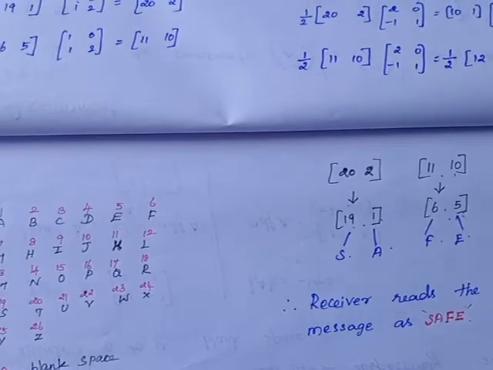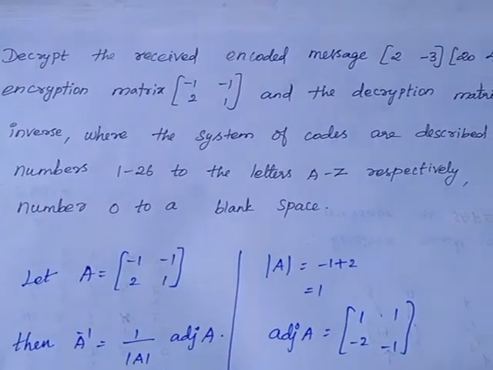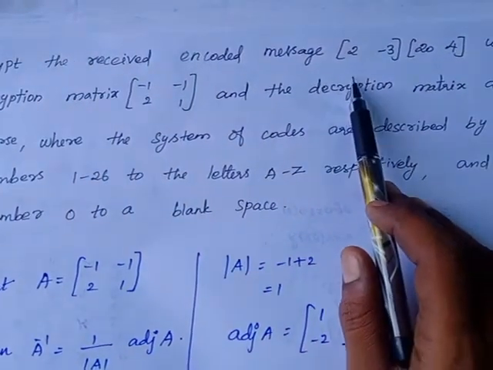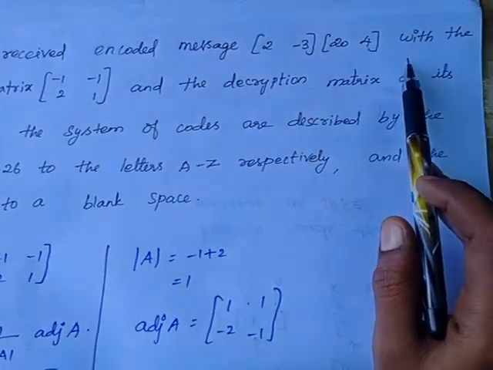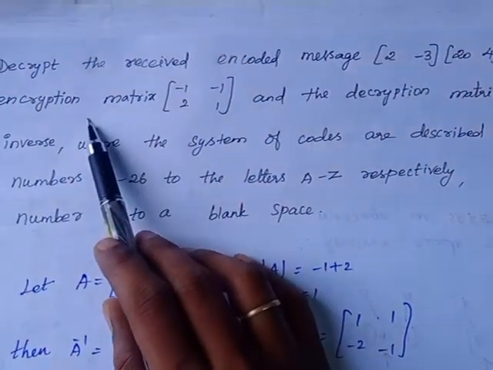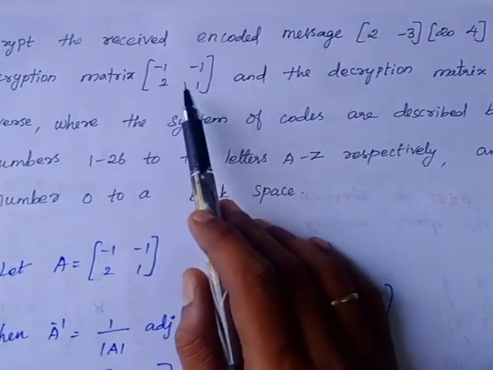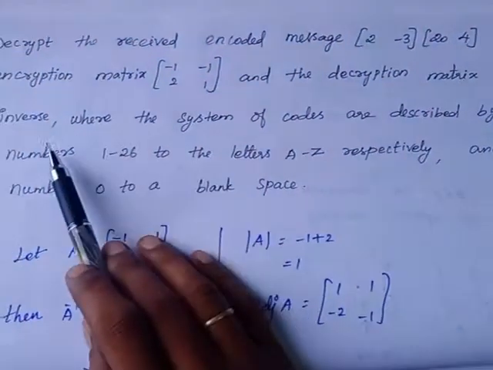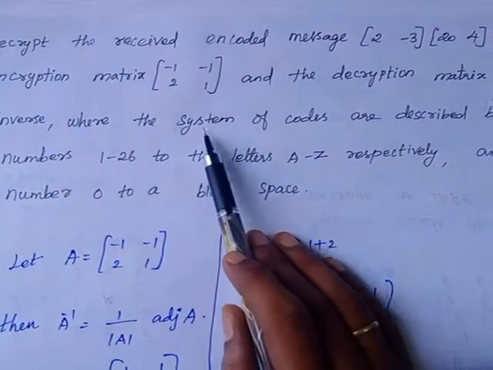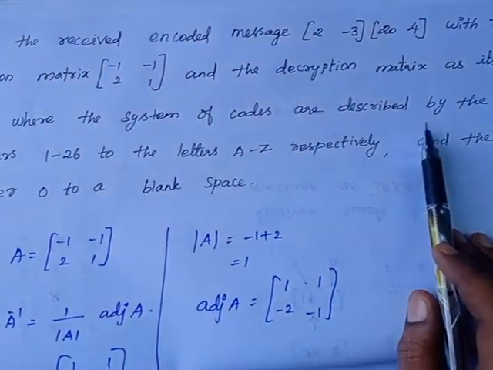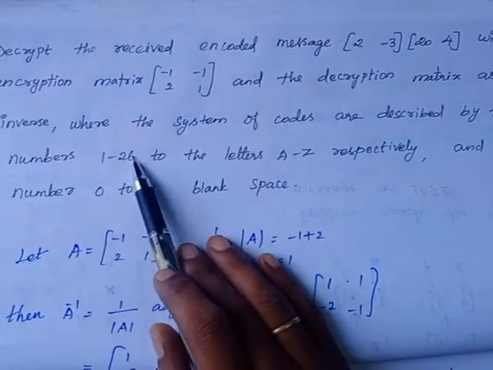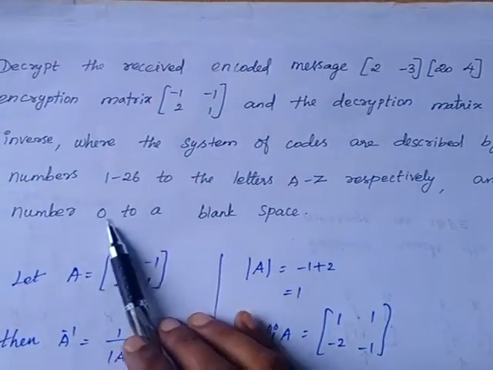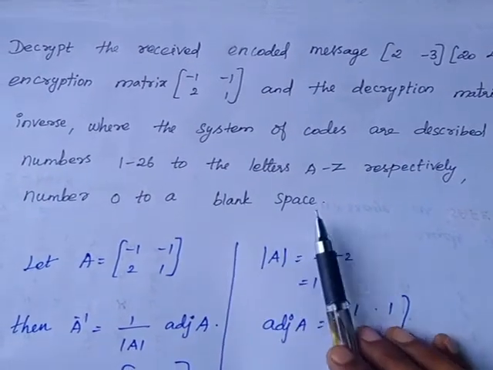Now in exercise 1.1, 15th problem is decrypt the received encoded message 2 minus 3 24 with the encryption matrix -1 -1 2 1 and the decryption matrix as its inverse, where the system of the codes are described by the numbers 1 to 26 to the letters A to Z respectively and the number 0 to a blank space.